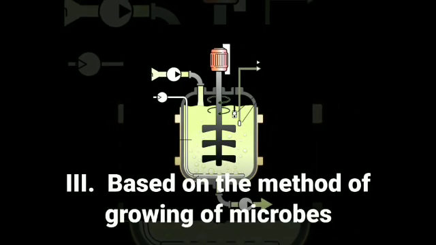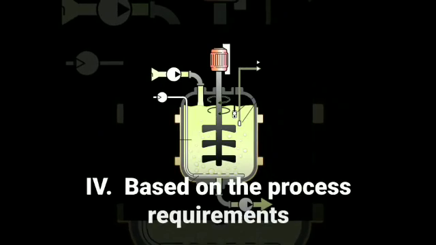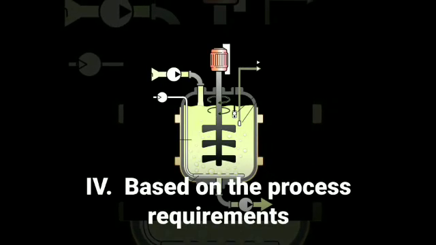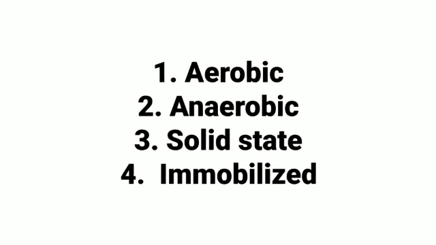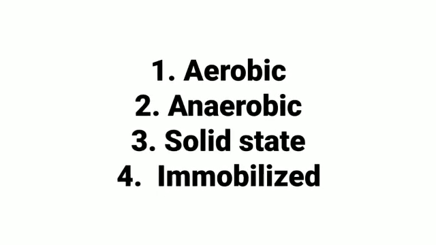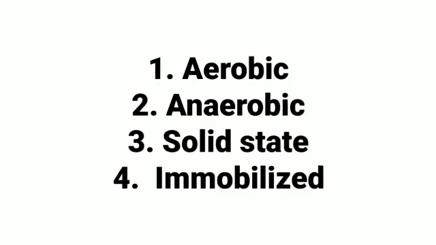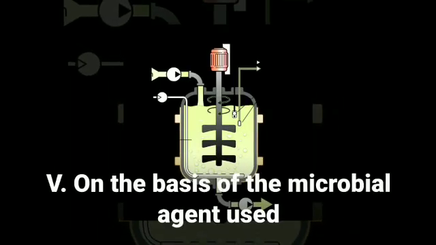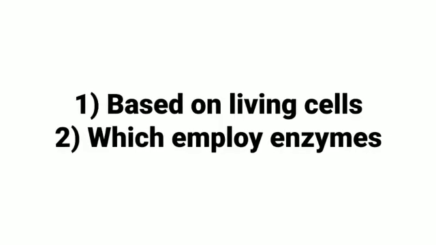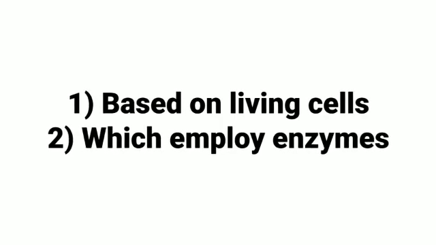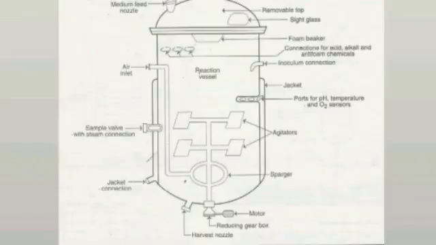Third classification is based on the method of growing of microbes. First one suspended and second one immobilized. Fourth one is based on the process requirement, that is aerobic, anaerobic, solid state and immobilized. Fifth one is on the basis of the microbial agent used, that is based on living cells and those which employ enzymes.